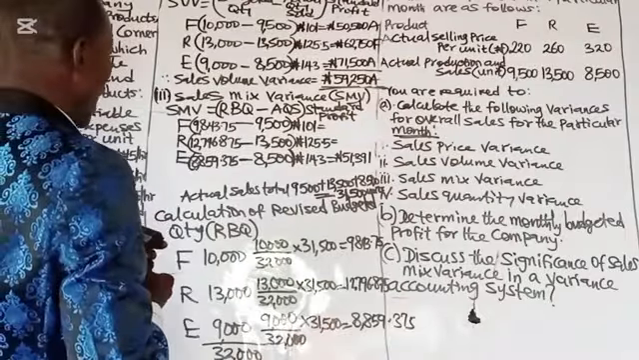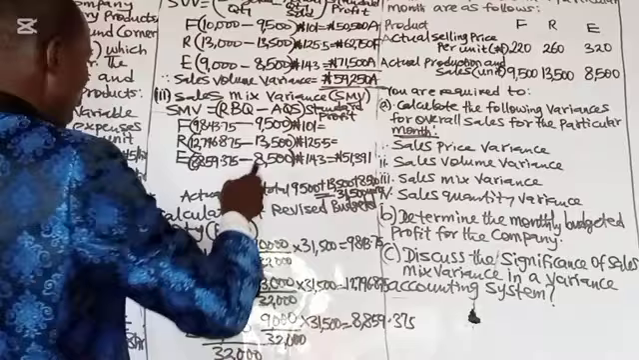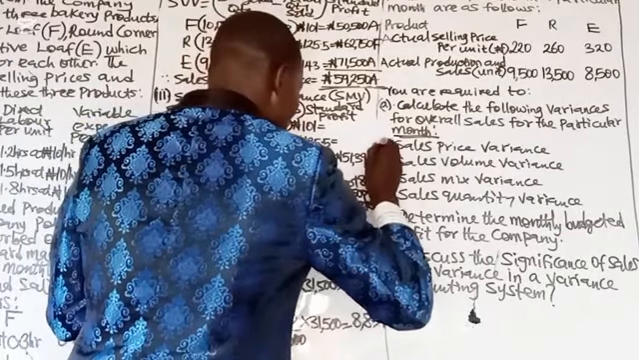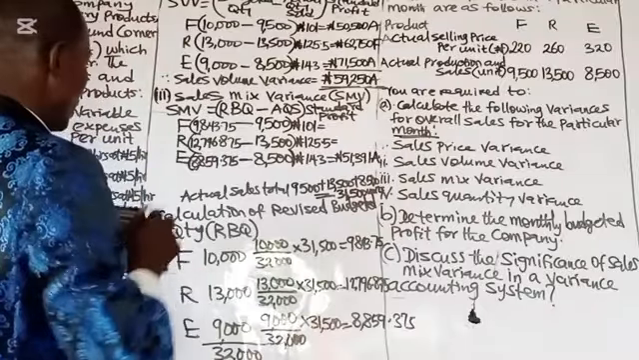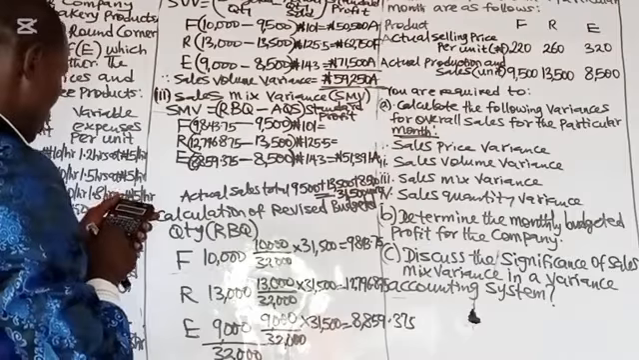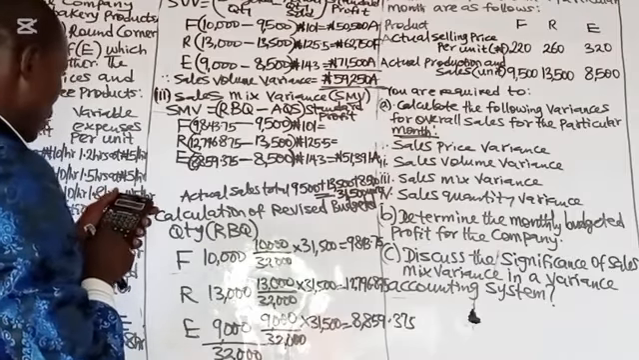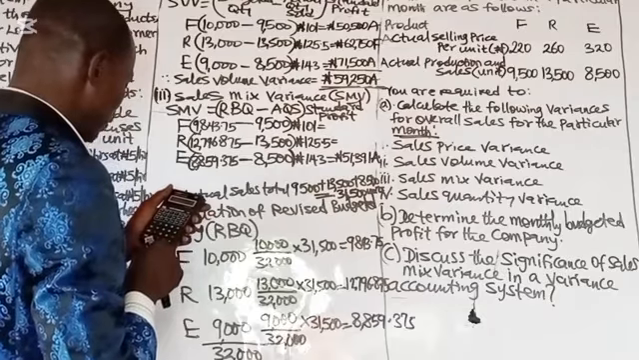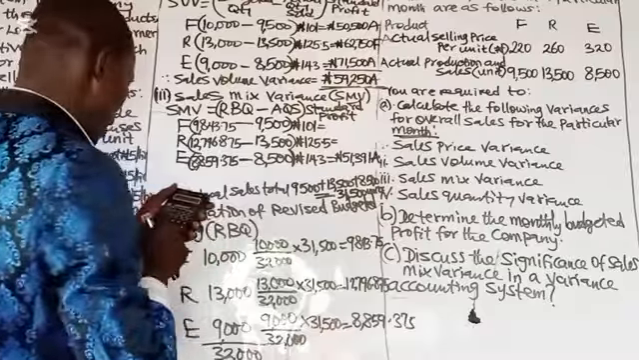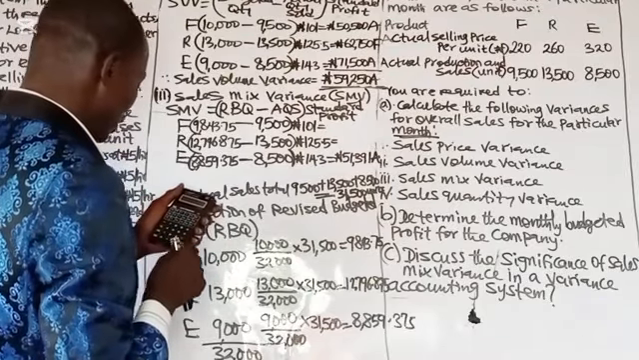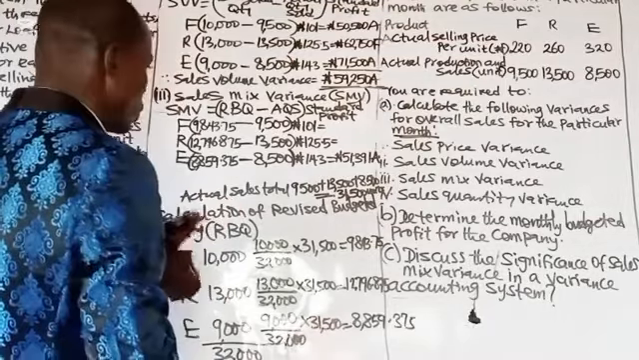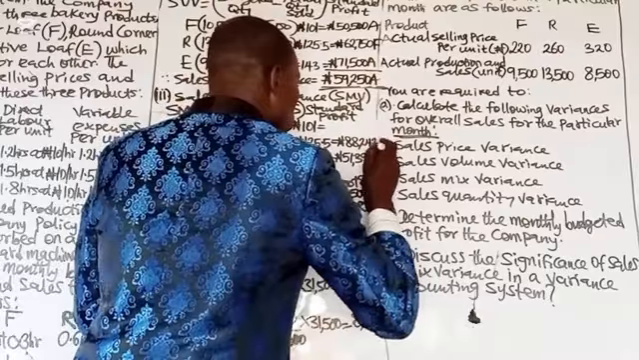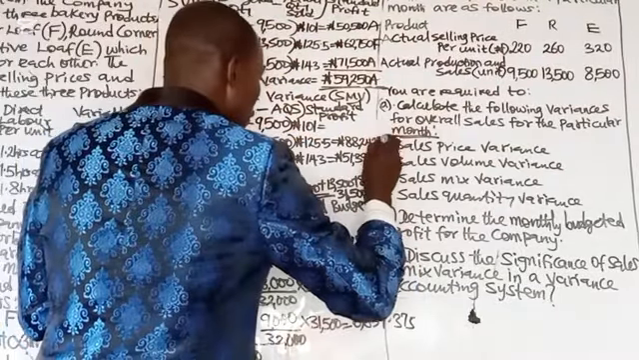The actual is lower here. Actual is lower since it is sales, so it is an adverse variance. For R, 12,796.875 minus 13,500 gives us 703.125, times 125.5, which gives us 88,242. This is greater, so it is a favorable variance.